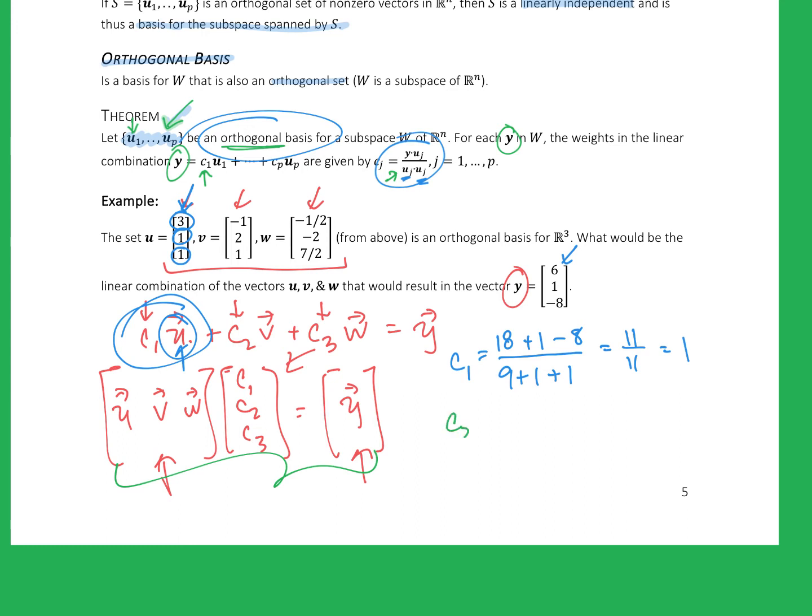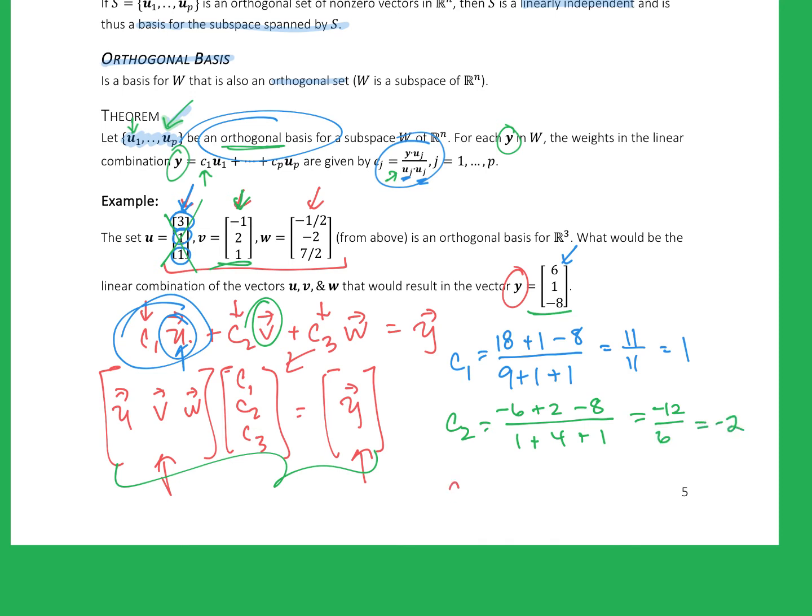All right, so C2, now I'm going to be concentrating on my v vector. So I don't care about u anymore. I only care about the v vector. So I'm going to take my y and dot it with my v vector. So it's going to give me negative 6 plus 2 minus 8. And then I'm going to square each of the terms in v. That's my v dotted with itself. So we have 1, 4, 1. So negative 6 is negative 12 over 6. So negative 2.